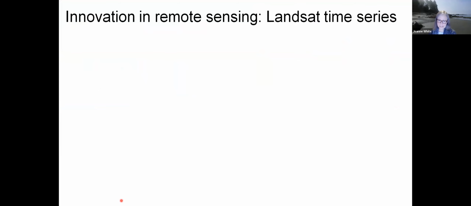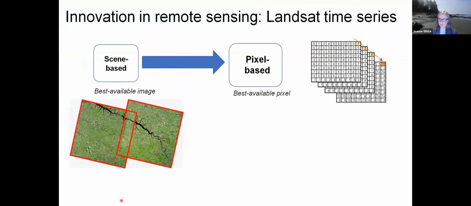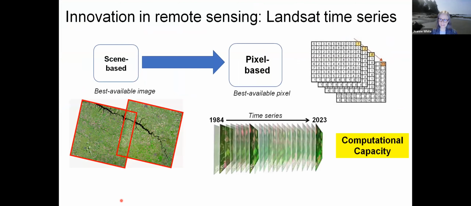Time series data have been one of the key innovations in remote sensing science. It's allowed us to move from a scene-based paradigm, where we're working with the best available image, to now a pixel-based paradigm, where we're working with the best available pixel. This allows us to generate seasonal or annual composites of imagery, and all of this has been enabled by increased computational capacity.